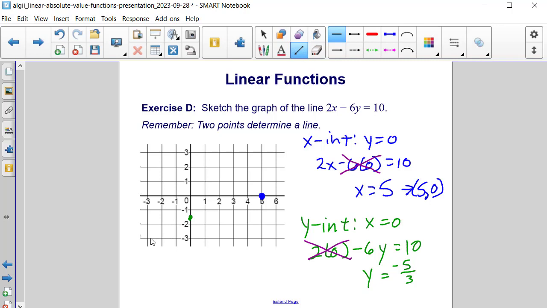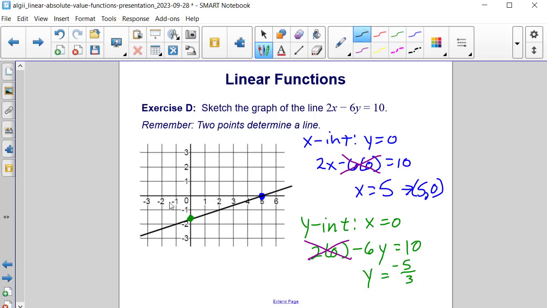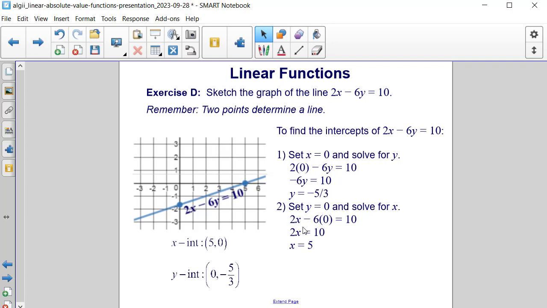And then we can draw a line through these 2 points. And this line represents 2x minus 6y is equal to 10. And here's the solution to our problem. Again, they found the y-intercept to be -5/3, or 0, -5/3, and the x-intercept to be 5, 0, and then they connected those 2 points to make our line.